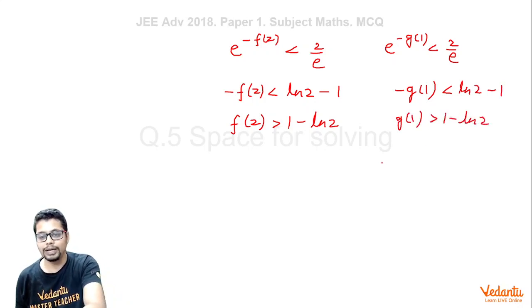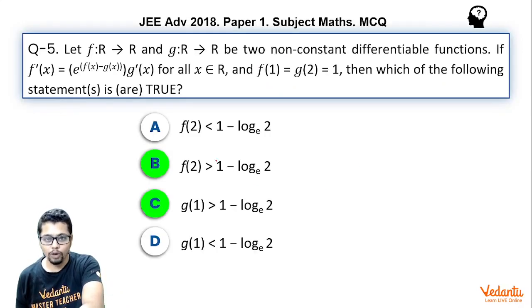And if you see carefully, f of 2 and g of 1 both are turning out to be greater than 1 minus ln 2. And interestingly, that's what the options also have. So that means B and C are correct.